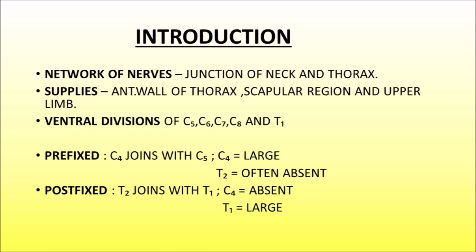Brachial plexus is the network of nerves present at the junction of the neck and the thorax. It supplies the muscles, joints, skin and the blood vessels of the anterior wall of the thorax, scapular region and the upper limb. It is formed by the ventral divisions of C5, C6, C7, C8 and T1. Brachial plexus can be fixed in two ways, which are prefixed and postfixed. In prefixed, the C4 root joins with C5, here C4 is large and T1 is often absent. In postfixed, the T2 root joins with T1, here C4 root is absent and the contribution by T1 is large.